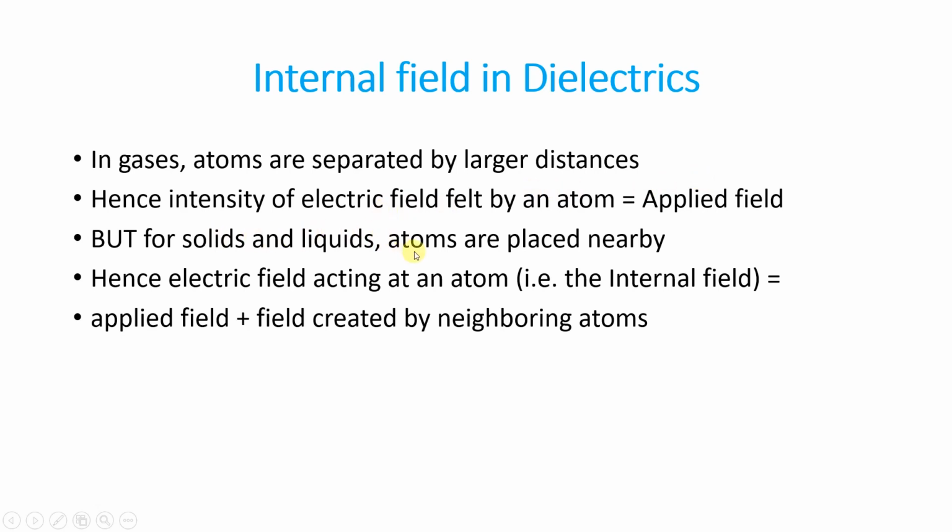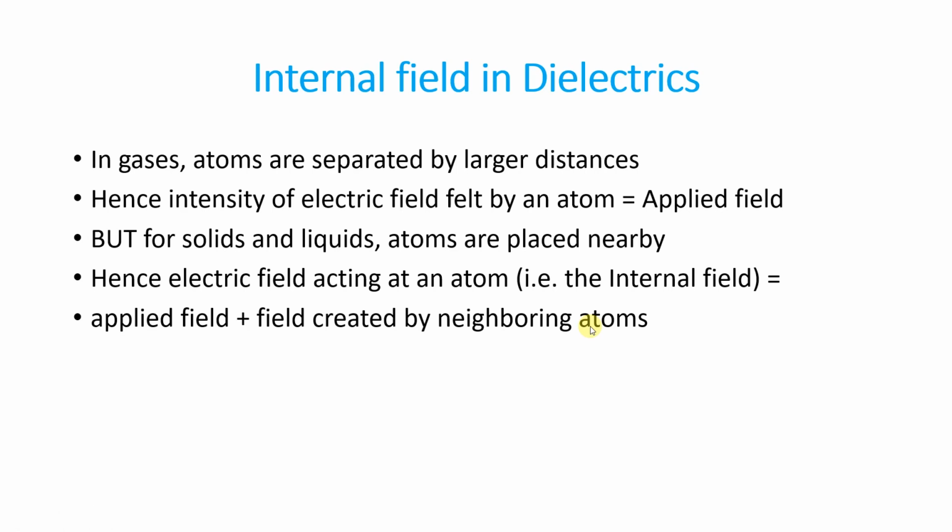But in the case of solids and liquids, we know that atoms are placed very closely. So if I apply an electric field, then the resultant electric field acting at any one atom will be the sum of the applied field and the electric field created by neighboring atoms. This is what is understood as internal field in the case of solids. In a gaseous substance, the internal field experienced by the atom will be the same as the applied field. But in solids, the internal field at an atom will be a sum of the applied field and the field created by neighboring atoms.